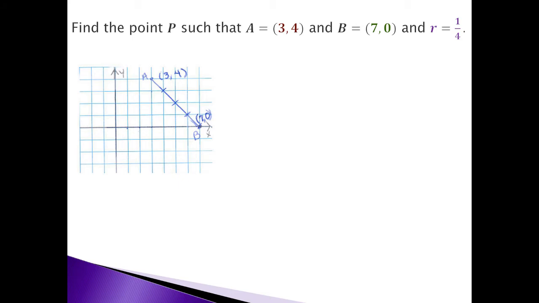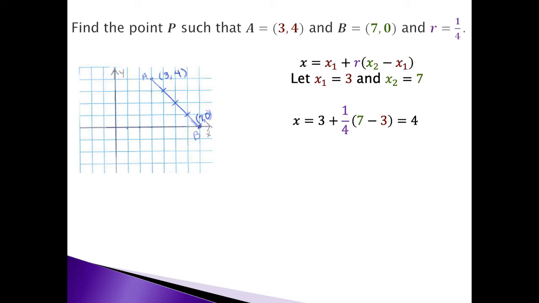So if I want to find the point P so that A is (3, 4), B is (7, 0), and R is 1/4, so I want to divide this line segment AB into fourths. Then if I use graph paper, I can clearly find where those points are. But say that I'm not using graph paper, or that I don't know that those points are going to line up correctly. So let's see what we're going to do.